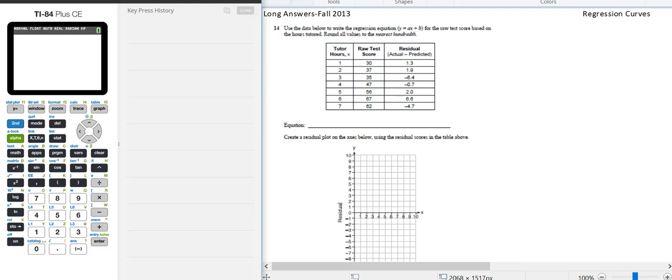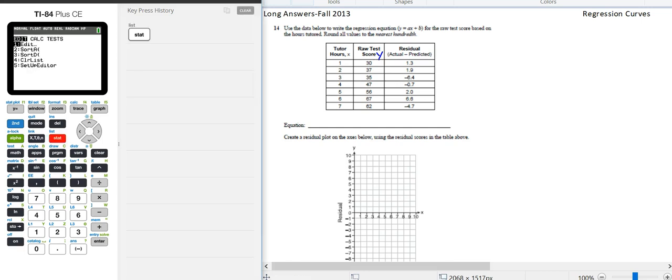This is question number 14 from the Fall 2013 Algebra and Sample Materials. Use the data below to write the regression equation y is equal to ax plus b for the raw test score based on the hours tutored. Round all values to the nearest hundredth. So we have x values 1, 2, 3, 4, 5, 6, 7, and we have raw test scores or our y values. We're going to have the calculator calculate for us the linear regression equation.